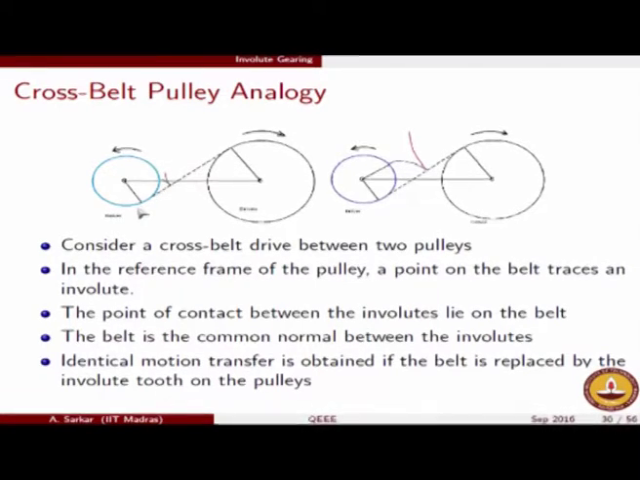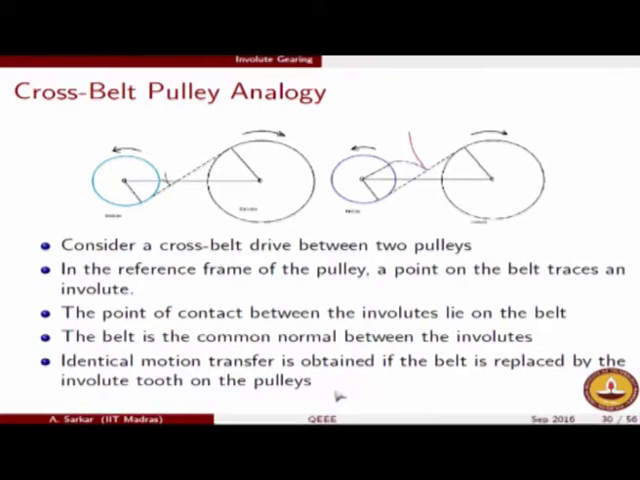That is, as the question was asked, in the direction of the common normal at the point of contact, there is absolutely no difference in motion. If at all there is a difference in motion, it is there on the tangential side, but that is not going to affect the contact condition. So therefore, identical motion transfer is obtained if the belt is replaced by the involute tooth profile on the pulleys.